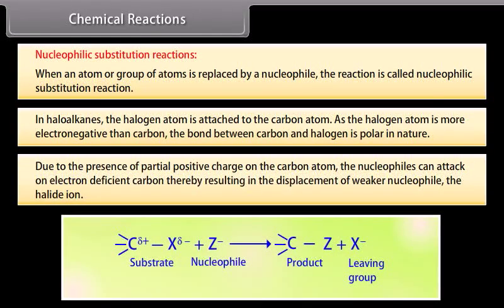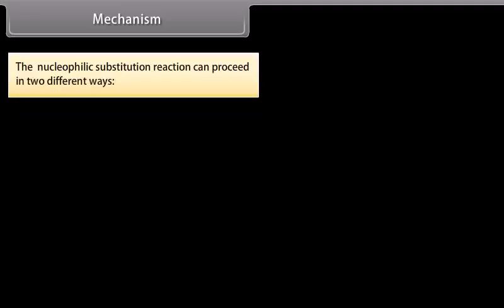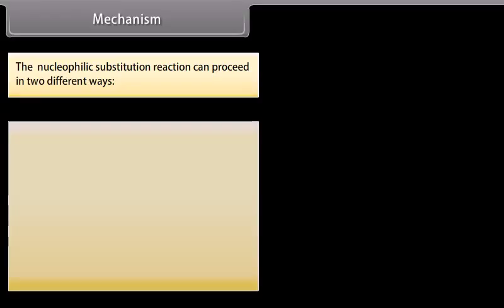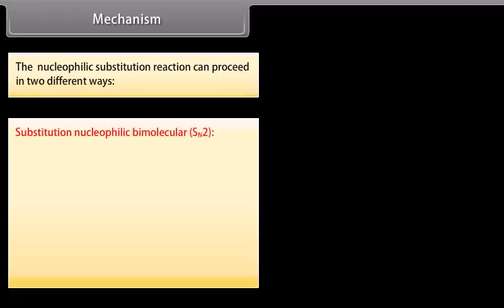Due to the presence of partial positive charge on the carbon atom, the nucleophiles can attack on electron-deficient carbon, thereby resulting in the displacement of weaker nucleophile, the halide ion. Mechanism. The nucleophilic substitution reaction can proceed in two different ways. Substitution nucleophilic bimolecular SN2.